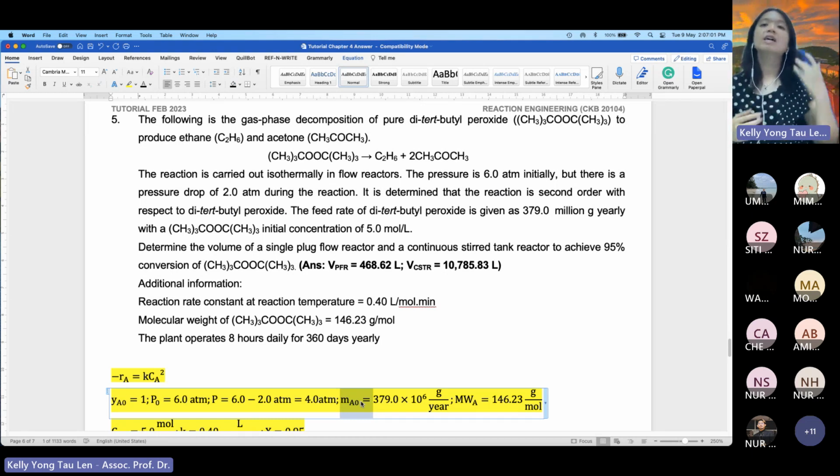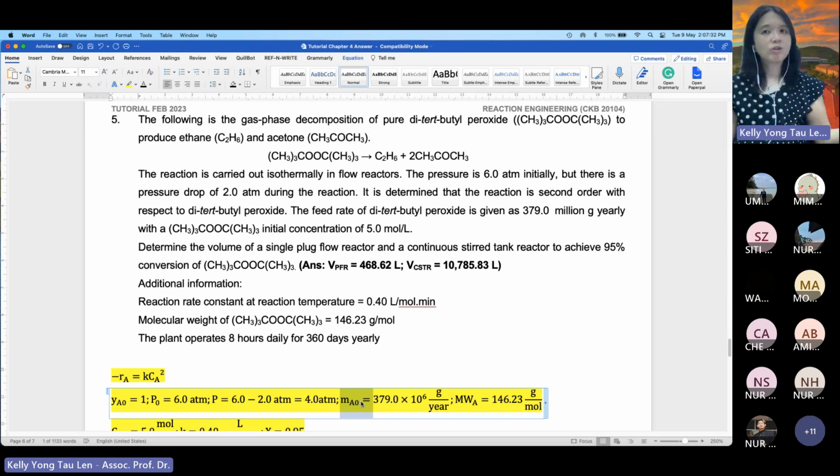Dalam soalan ni dia kata berapa yang kita akan suap atau berapa yang kita akan gunakan bahan mentah kita, which is our E. So how much our feed is MA0. So MA0 kita is 379 million gram yearly. So by now you can guess kan, kalau saya ada MA0, saya ada molecular weight, saya boleh tukarkan daripada MA0 kepada FA0. So tadi daripada FC, kamu kena daripada MC, kamu tukar FC, kamu cari FA0.